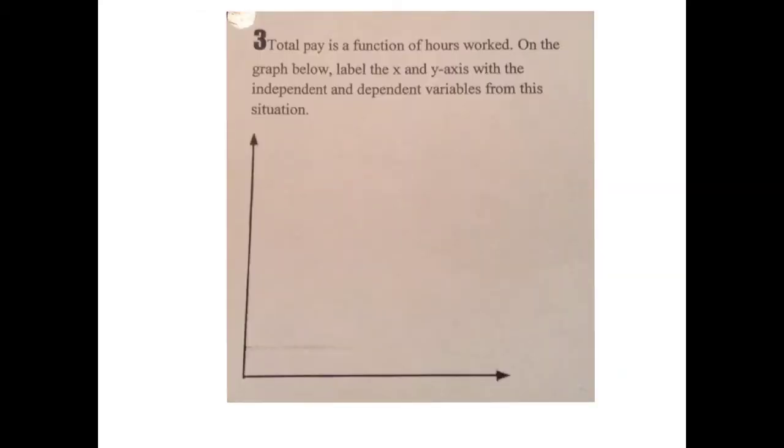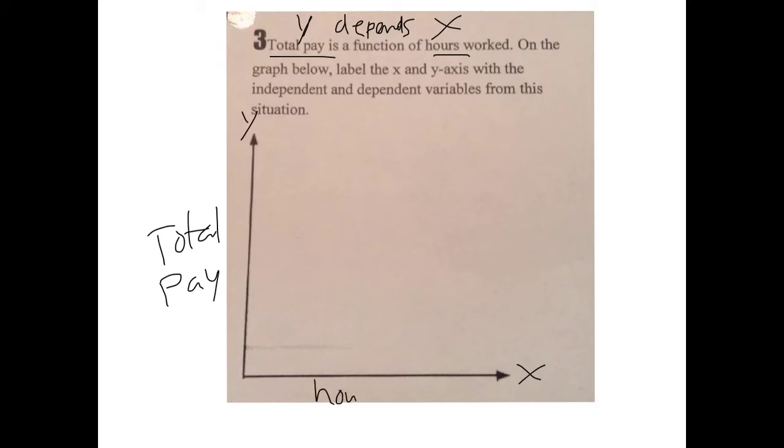Total pay is a function of hours worked. On the graph below, label the x and y axis with the independent and dependent variables from this situation. So total pay depends on hours worked. Okay. Y depends on x. So y is total pay. This is your y-axis, this is your x-axis. So this is total pay, and this is hours worked. Okay?